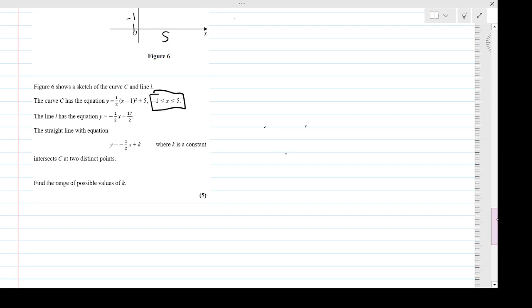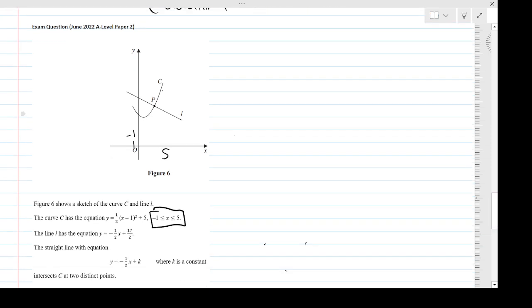So first of all, what is this line saying? y equals minus a half x plus k. Well, they're giving us this line here, and coincidentally, it's minus a half x, which is the same gradient, but they're giving k to be 17/2. So this line L is particularly k equals 17/2. And that's helpful to visualize what the line would look like.